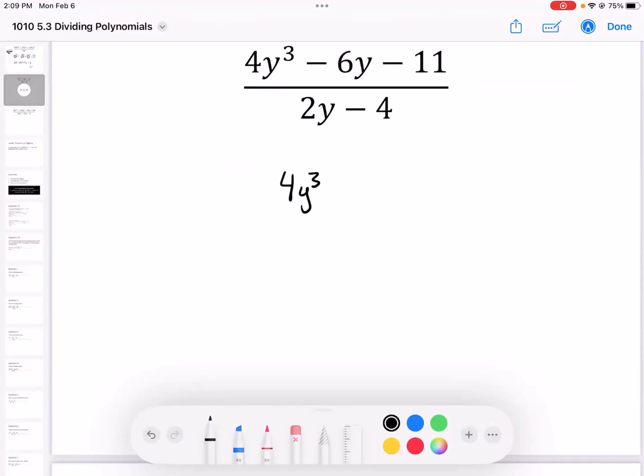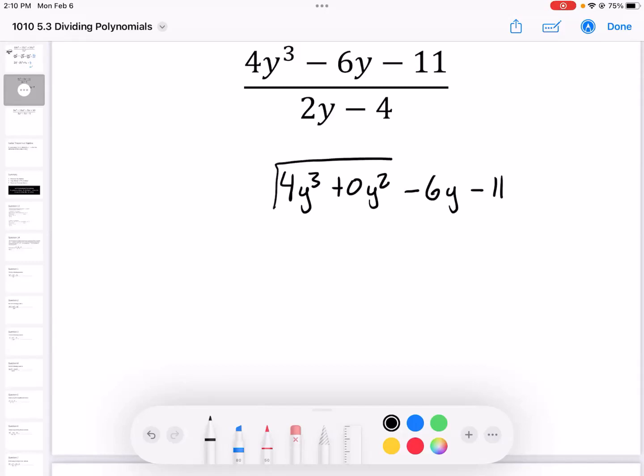So I have 4y cubed. In this polynomial, we don't have a y squared, but for the purpose of long division, it will be helpful to have a spot reserved for the y squareds. So I'm going to write plus 0y squared to give me some space for that, because adding 0 doesn't really do anything. That's just going to give me that place value. Then I'll have negative 6y minus 11. Is everybody good with where this came from?